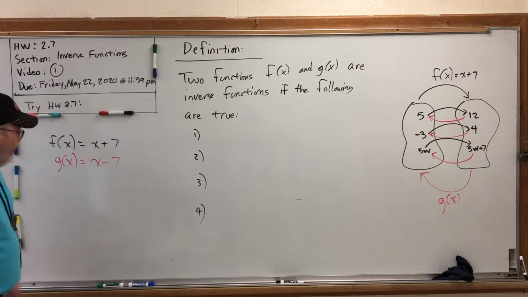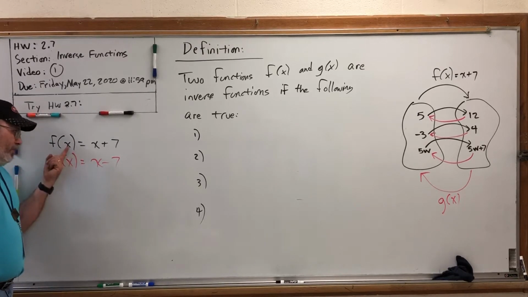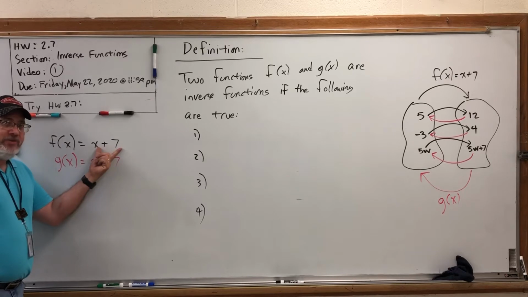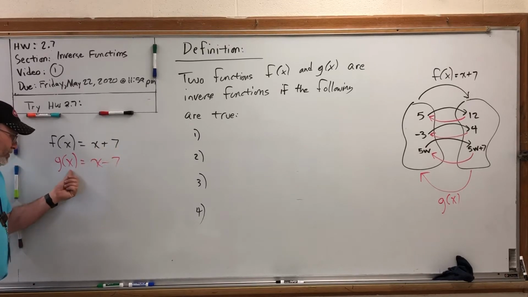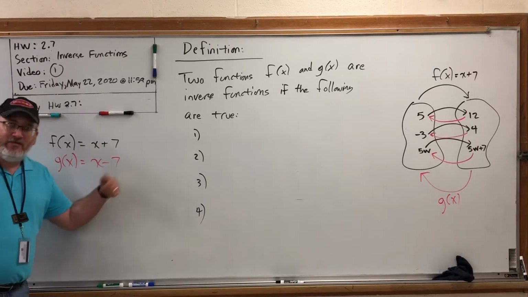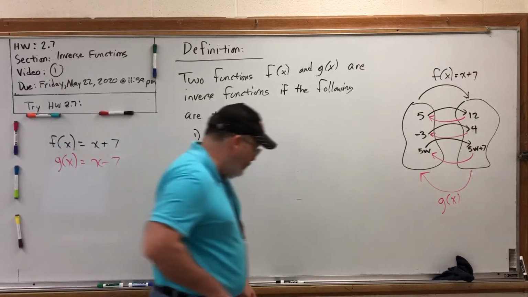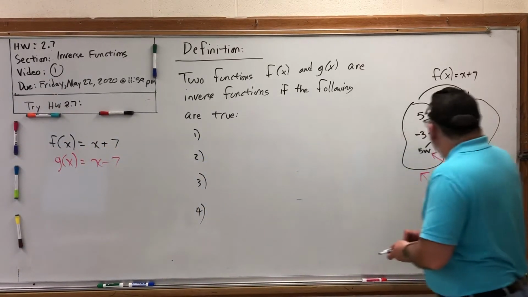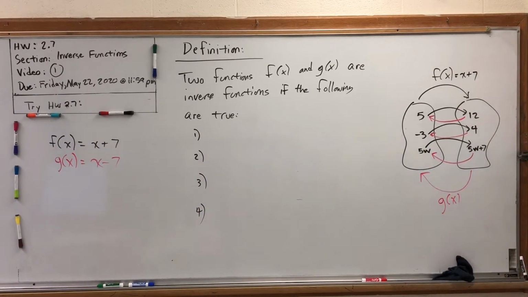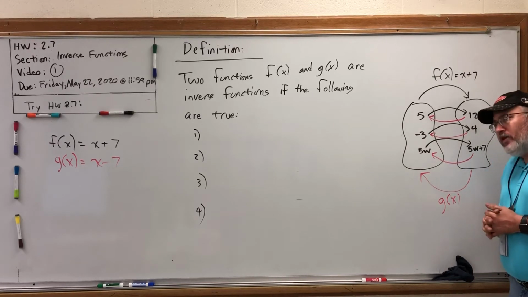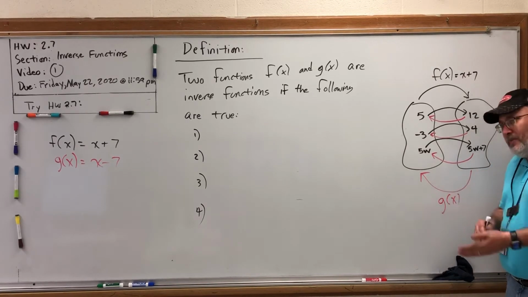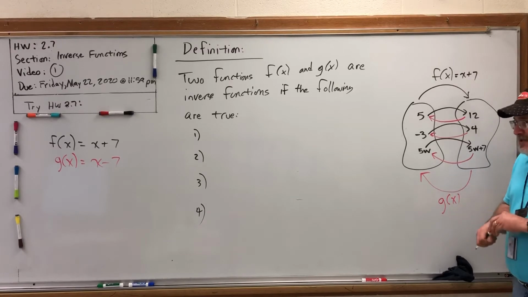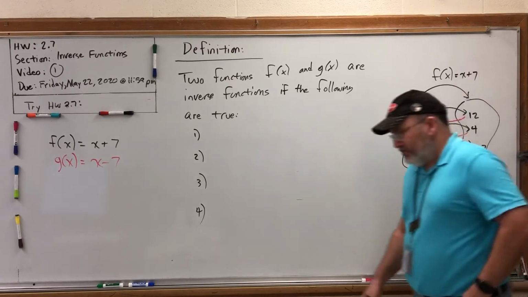Now we can check it with any number we want. Let's put 20 here. 20 plus 7 is 27. Now let's put the 27 here. 27 minus 7 takes us back to the 20 that we started with. Okay, so in terms of functions, inverse functions, or inverses, have to do with one function turning an input into an output, but the other function taking that output and turning it back into the input. Let's see if we can write something that resembles a definition.